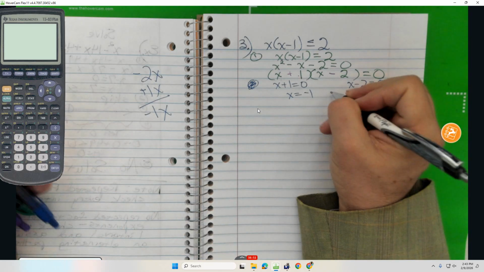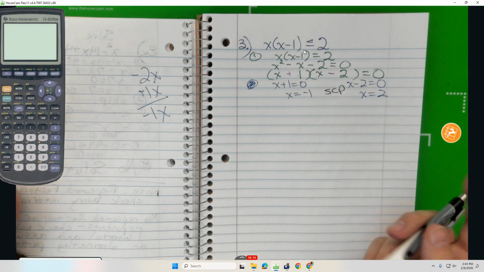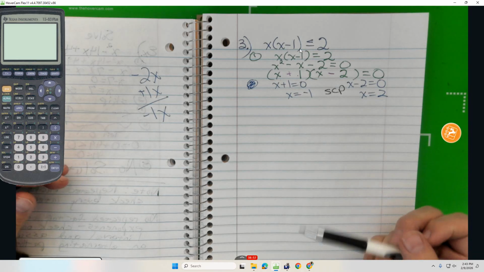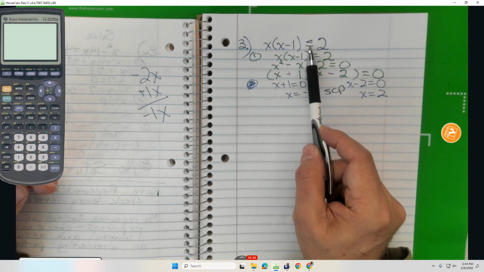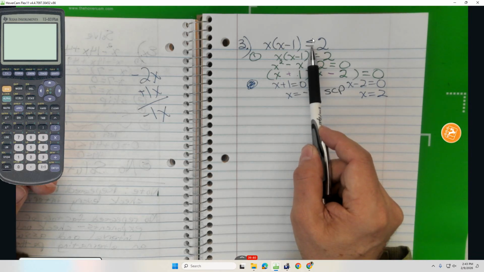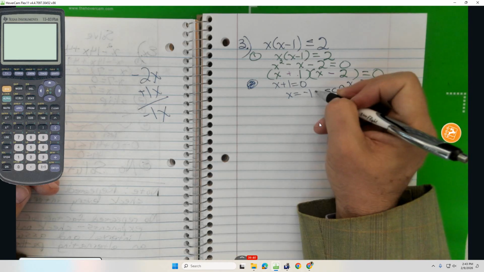How will I label them? I'll give you a hint. It's either going to be open or closed. Which one? Closed. These numbers make the left side equal the right side, and we have that equality bar there. So these will be closed circles on the number line.